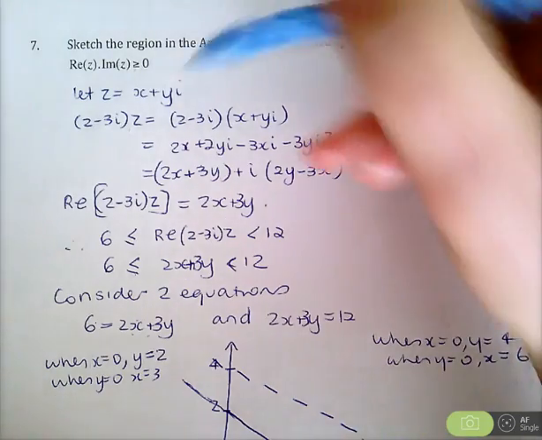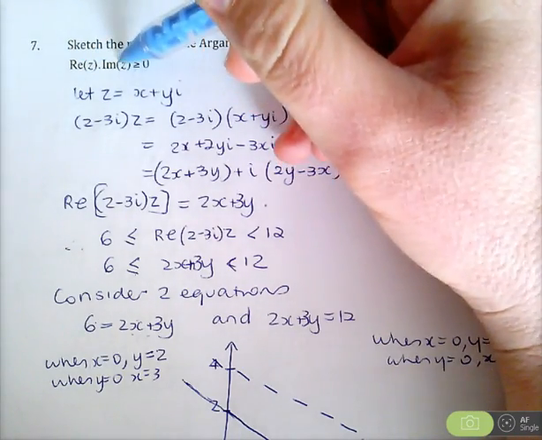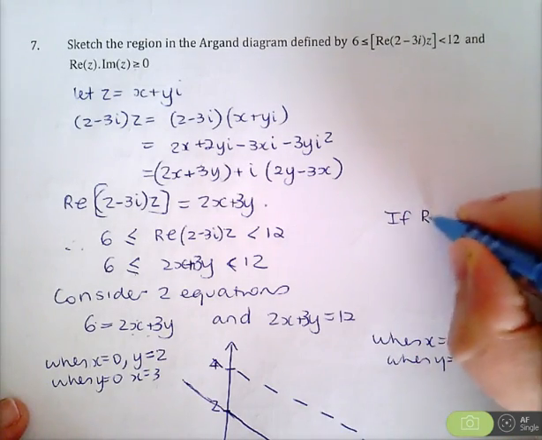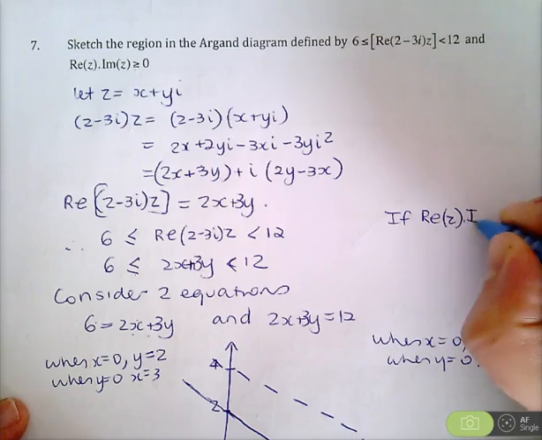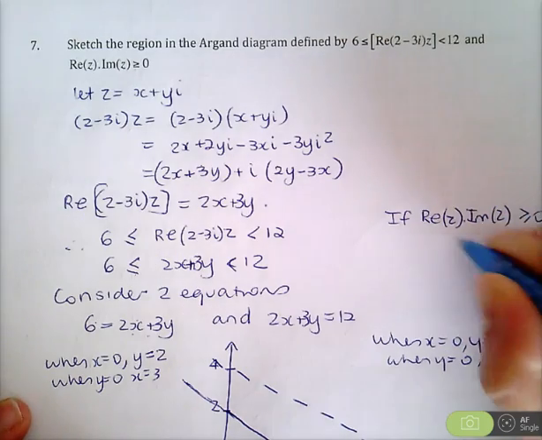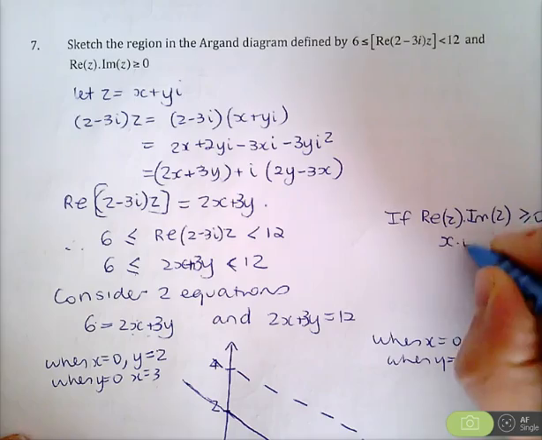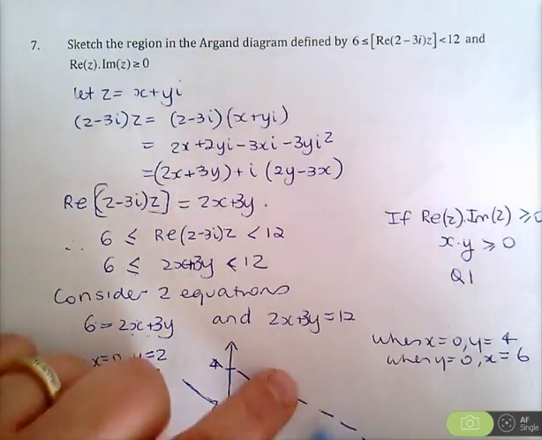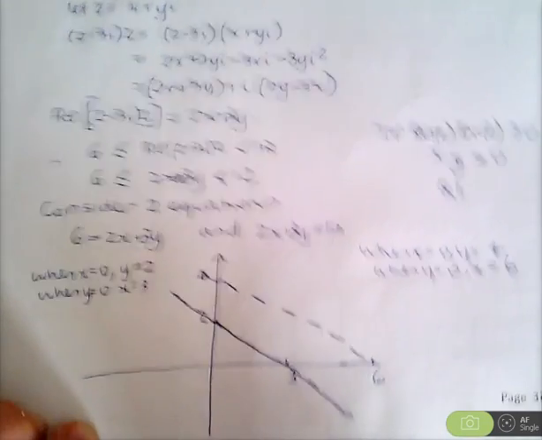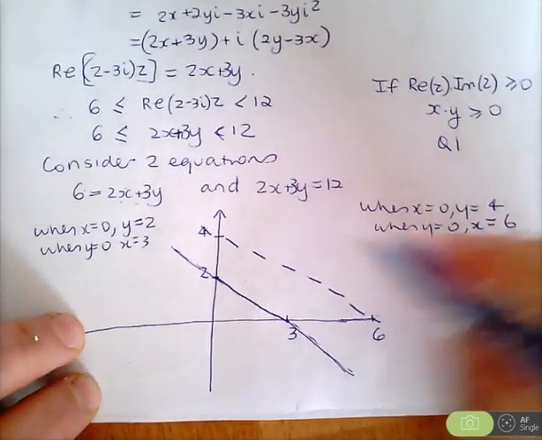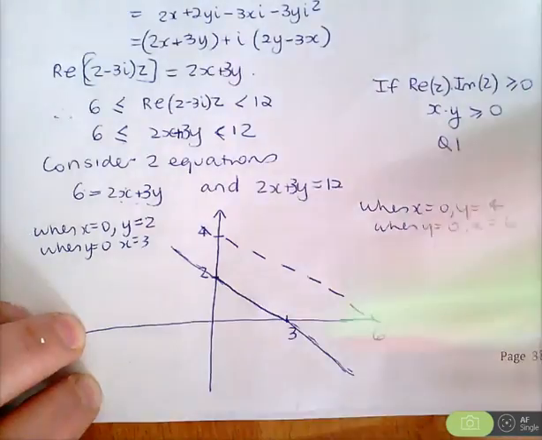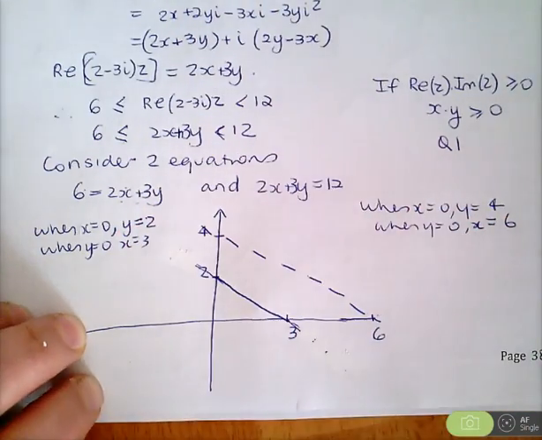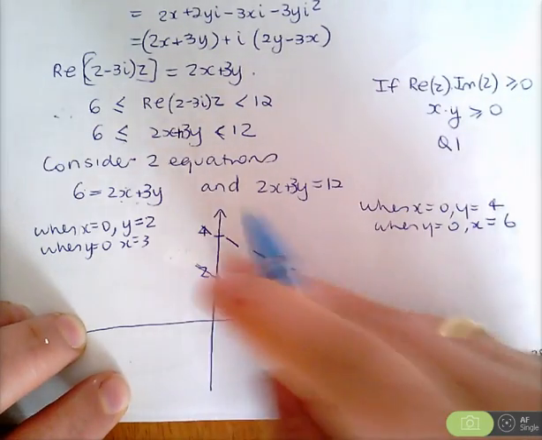Now remember, we also want real Z times imaginary Z to be greater than or equal to 0. So if real Z times imaginary Z is greater than or equal to 0, we're saying letting real Z be x and letting imaginary z be y, that's got to be greater than 0. That will only occur here in quadrant 1 because there's no quadrant 3 for this graph. So therefore we're only in quadrant 1, so we don't really need these extra bits of the graph here. Okay, so we're interested here in this quadrant.